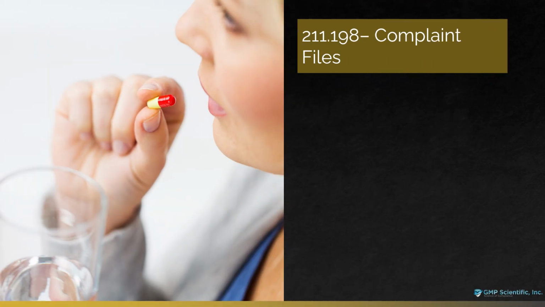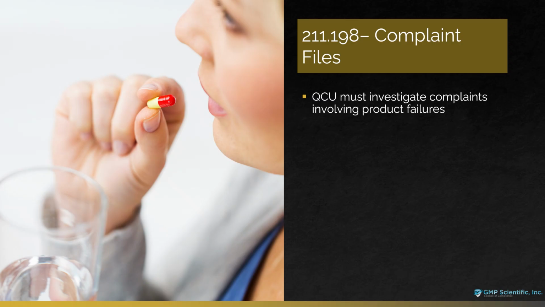Complaints that suggest a product may not meet specifications must be reviewed by the Quality Control Unit. A determination must be made whether an investigation is required under Section 211.192. Complaint records must document investigation findings or the justification for not investigating.